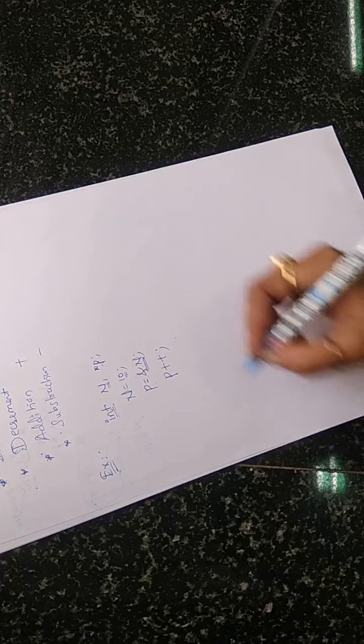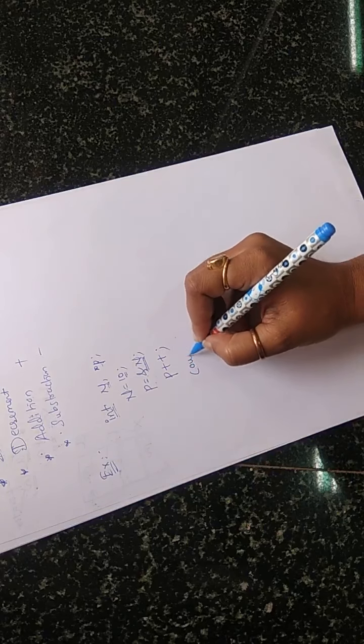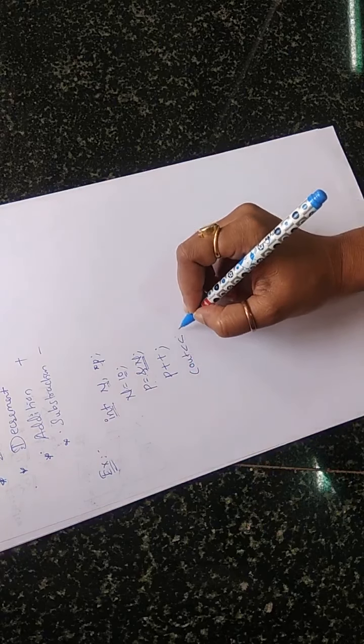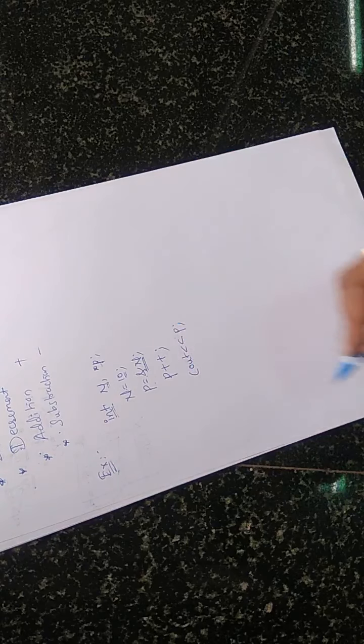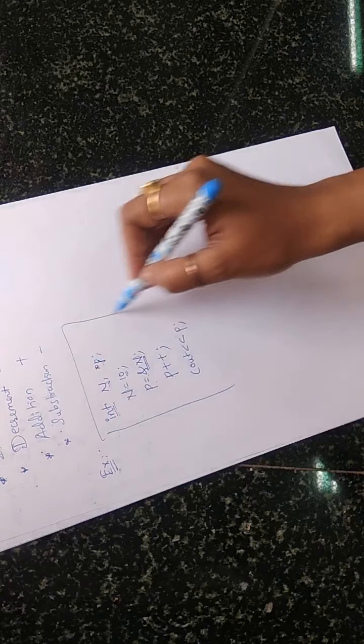What I am saying is p plus plus. So what we are doing now is p plus plus, and then we are printing cout p. So what code line had I written?